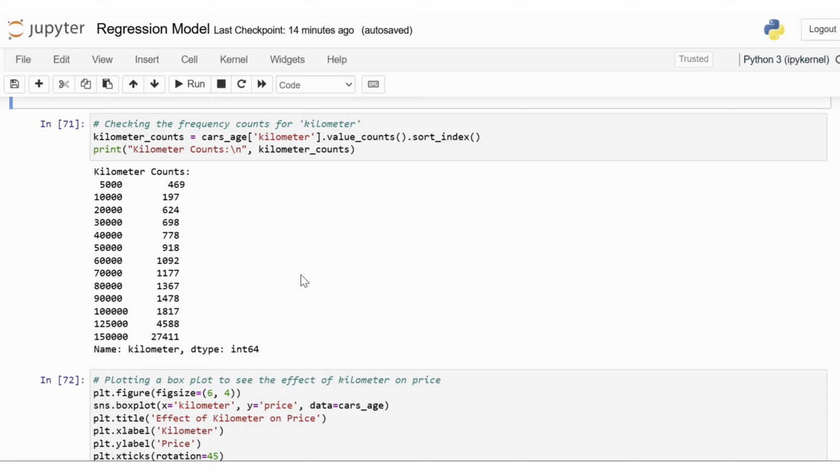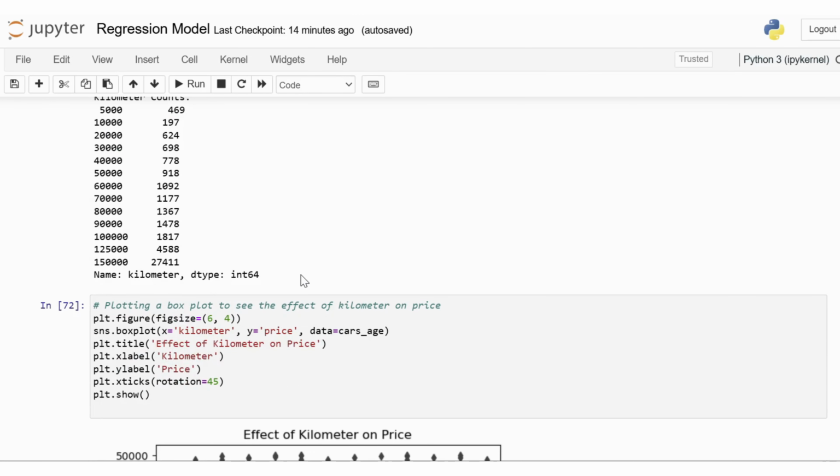The frequency counts for kilometer provide a clear view of the distribution of car mileages in the dataset. It shows that many cars are sold or listed after reaching higher mileages, particularly around 150,000 kilometers. This information can be useful for understanding the market dynamics of pre-owned cars and for setting pricing strategies based on car mileage. And to understand its impact, we'll plot a box plot for kilometer against price.